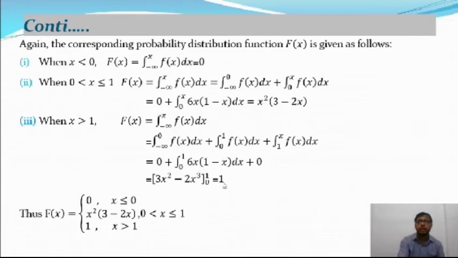Therefore the distribution function capital F of x gives 0 in the interval minus infinity to 0, x square into 3 minus 2x in the interval 0 to 1, and 1 when x is greater than 1, that means the interval 1 to infinity. So this is the probability distribution function of the given density function.